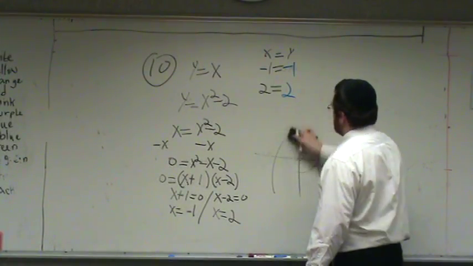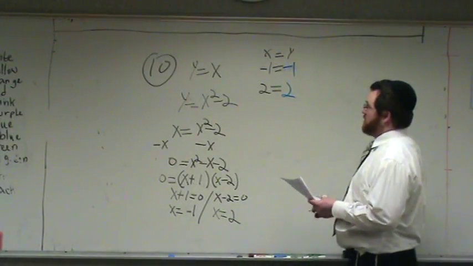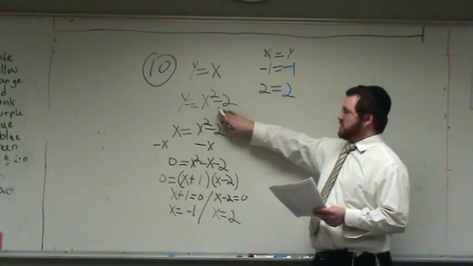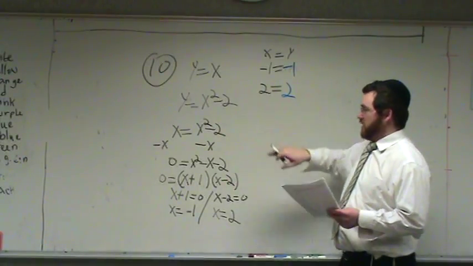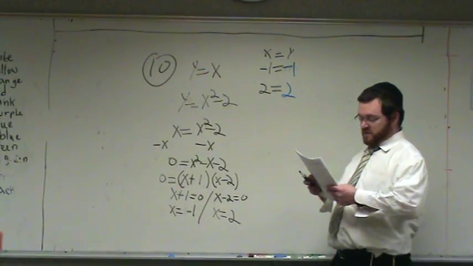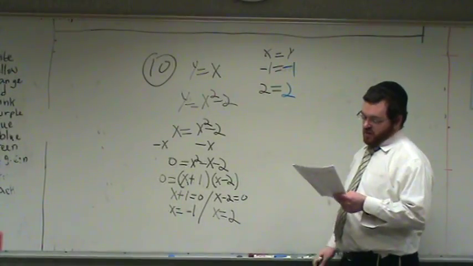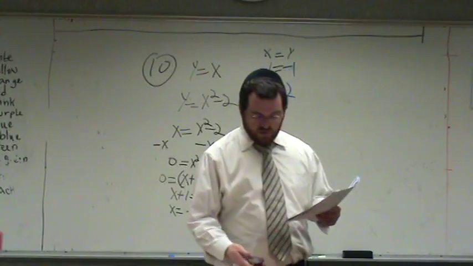And so let's look at the answers. The only answer that matches x equaling y and also y equaling x squared minus 2 is answer 4, which is x is 2 and y is 2. So the correct answer to question 10 is answer 4.